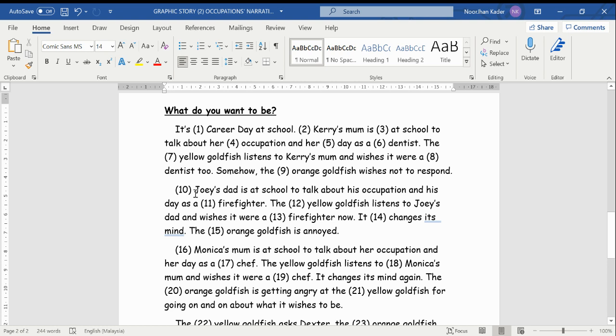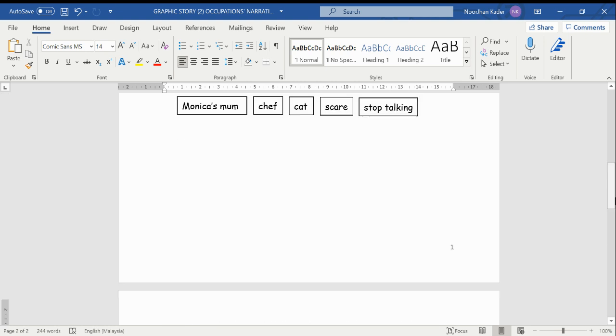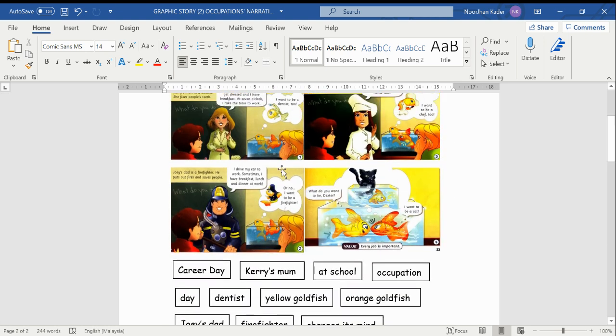Okay, then the second one. Joey's dad is at school to talk about his occupation and his day as a firefighter. The yellow goldfish listens to Joey's dad and wishes it were a firefighter now. It changes its mind. The orange goldfish is annoyed. Okay, let's see whether it's correct.